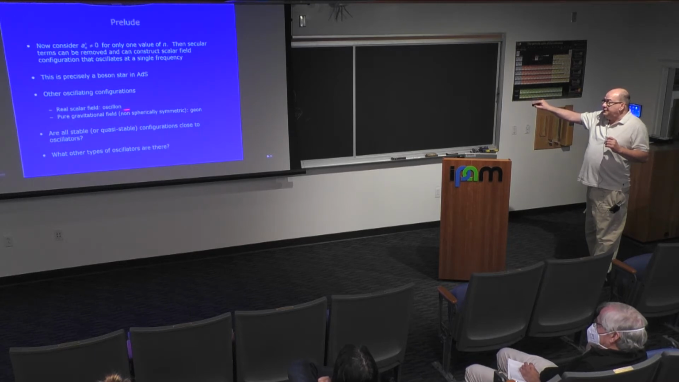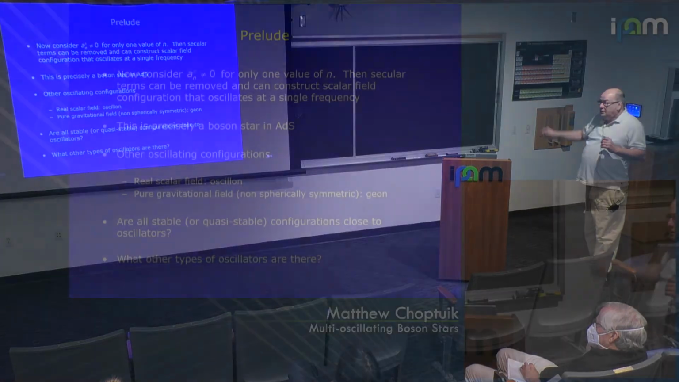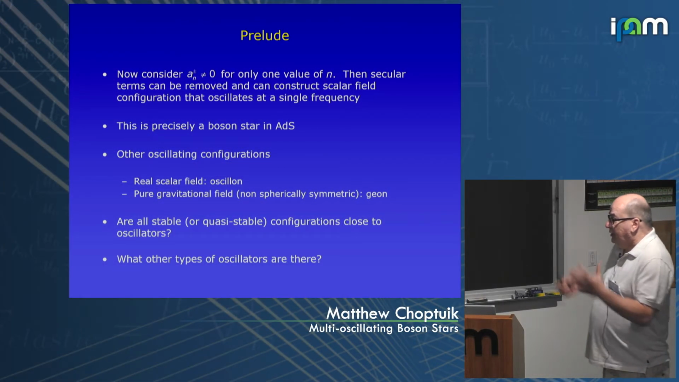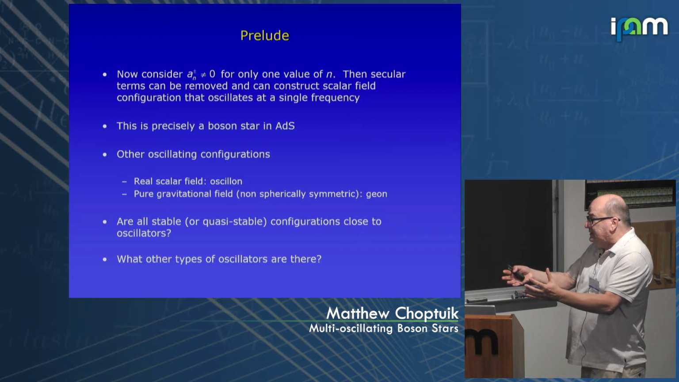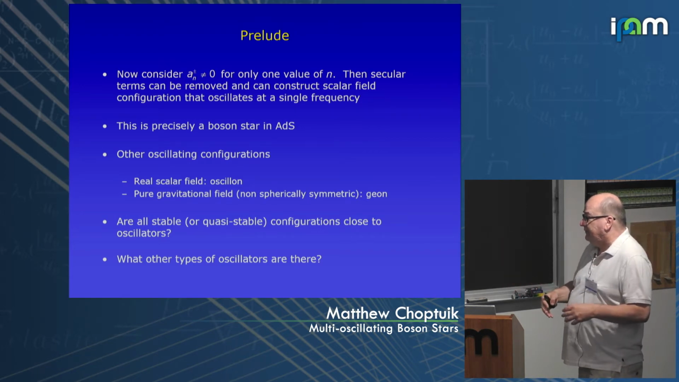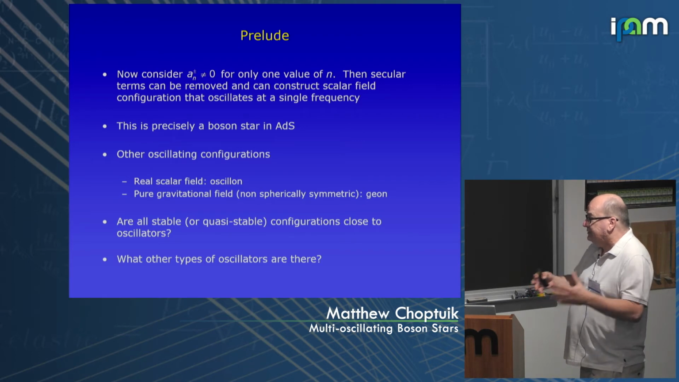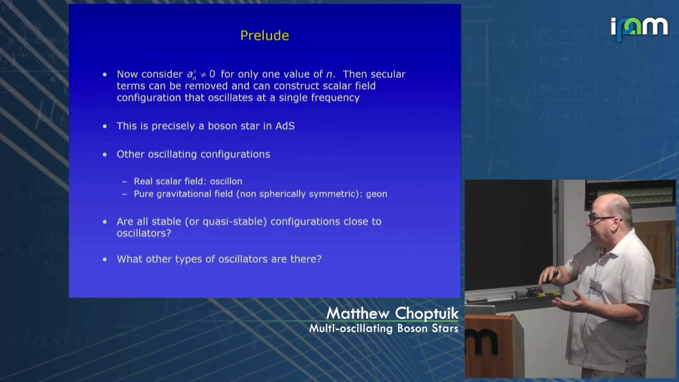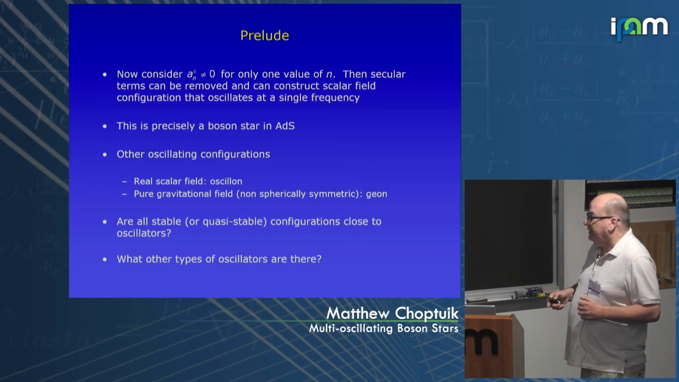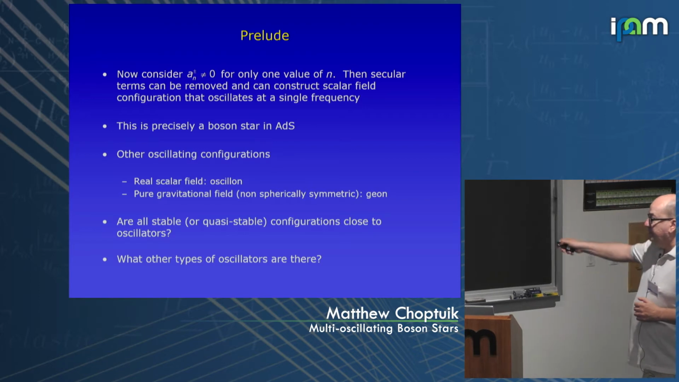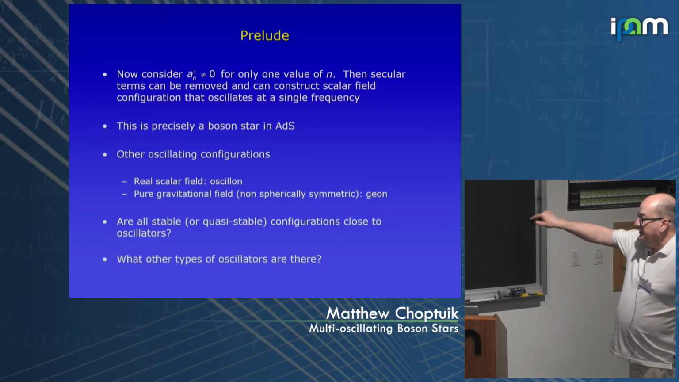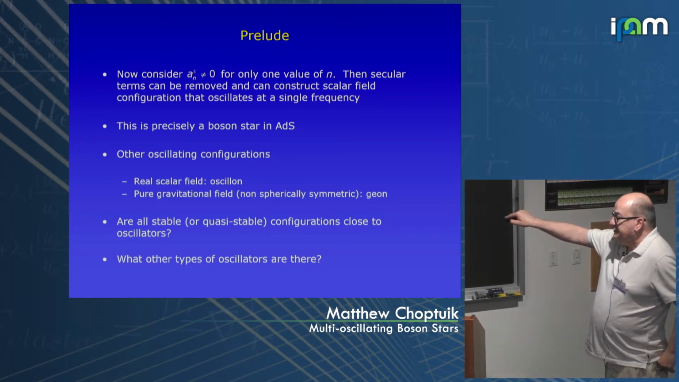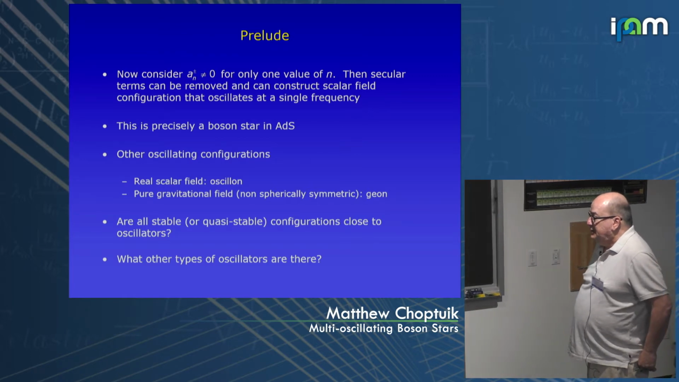So one that I'll come back to in a little bit is the real scalar field, the so-called oscillon. So if you just put a lump of real scalar field with a mass, couple it to gravity, and let it go, it'll shake off some of the field that it doesn't need to form one of these oscillons, and it'll settle down, and you'll get a solution which is periodic or quasi-periodic, which holds itself together gravitationally. And you can also construct pure gravitational configurations, which are non-spherically symmetric, and those are known as geons.